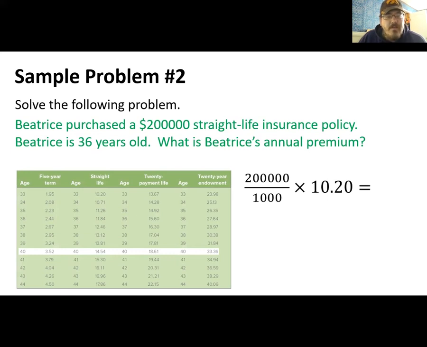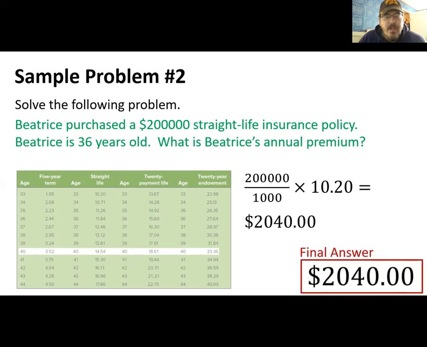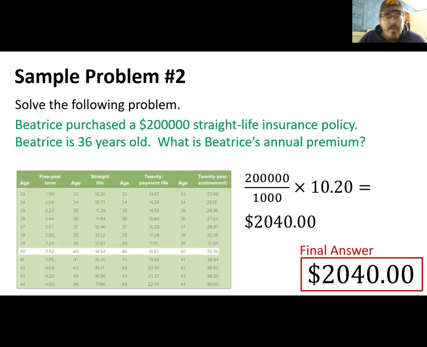All right, again, we do the same thing. We take the amount of coverage that she wants to purchase divided by 1,000, because the tables are based on $1,000 units of coverage. And we multiply that result times 10.20. We end up with an annual premium of $2,040. And that's the answer we're looking for. And there you go.